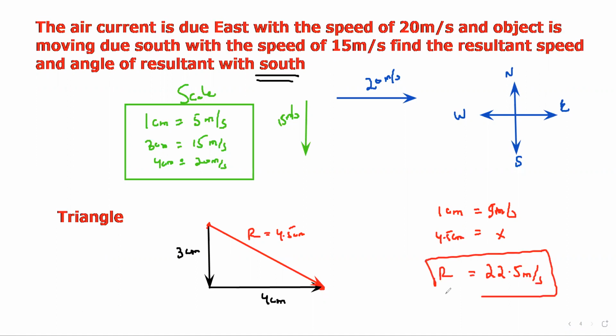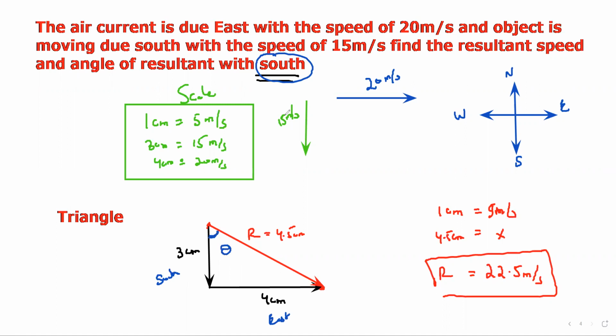That's the resultant. But how to get the angle? As they ask, you have to measure the angle with south. So which one is the south direction? This one is south, and this one is east. The question asks for the angle of the resultant with south. So we need this angle.